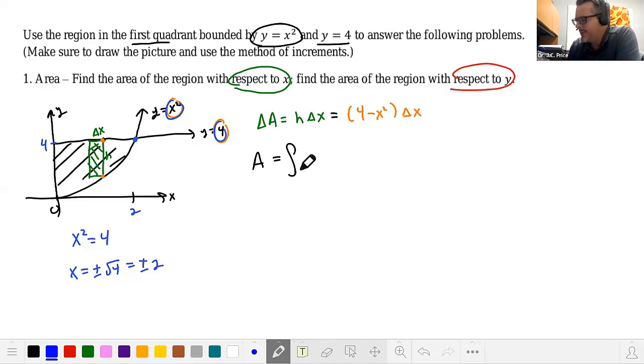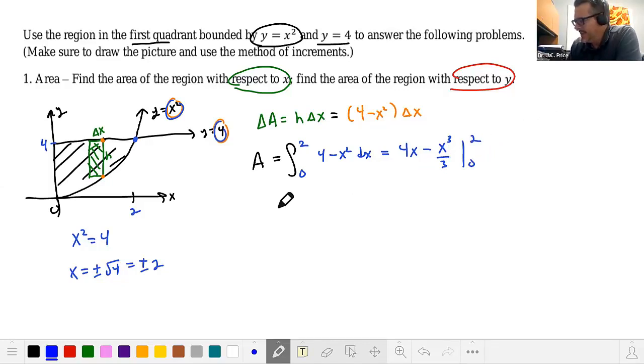And we're going to go for the integral from 0 to 2 because we're going from left to right. And we have 4 minus x squared dx, which now we can integrate. So we integrate 4, so it's just 4x because the derivative of 4x is 4, minus, and we just add 1 to the power and divide by, and we're going to go from 0 to 2.